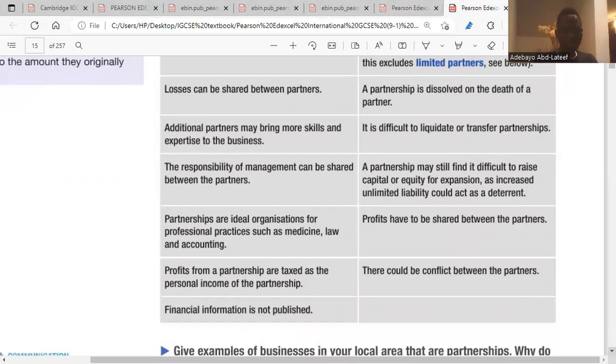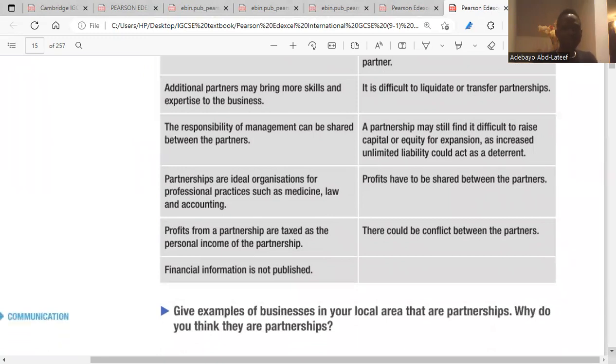The third one: additional partners may bring more skills and expertise to the business. Remember, as a sole trader, your skills are limited. It is only what you have that you can give out. But when you invite a new partner, the new partner might come with different skills from yours. So you can add up the skills together, and your skills become limitless. Is it clear?